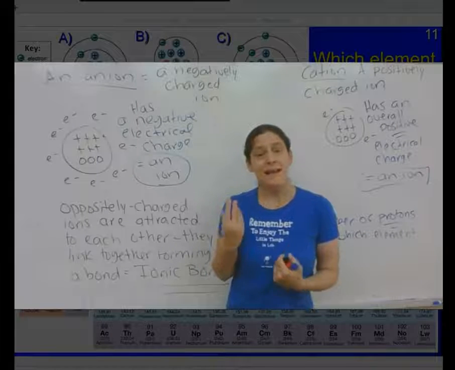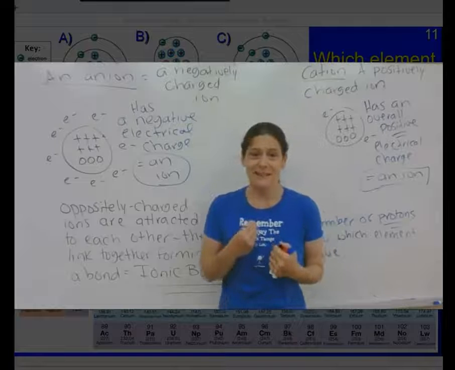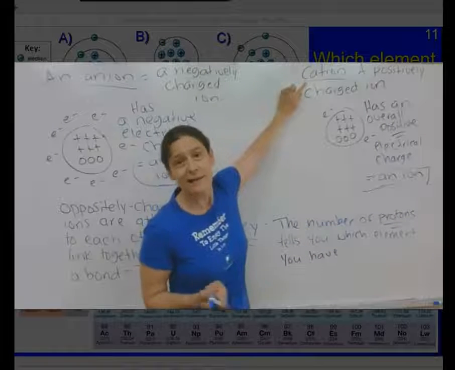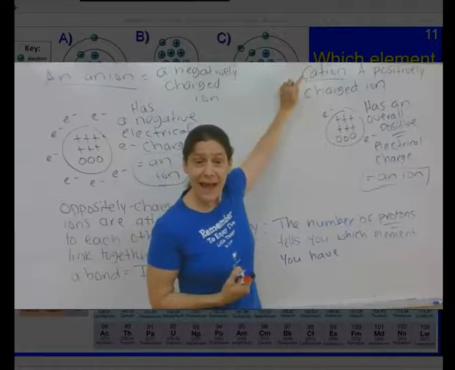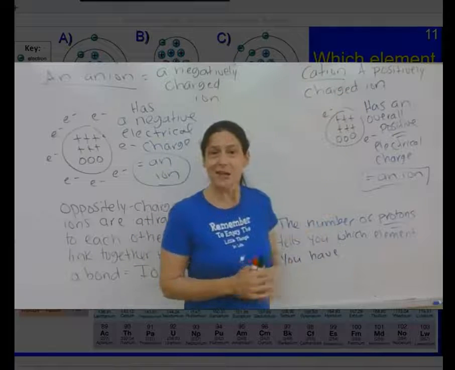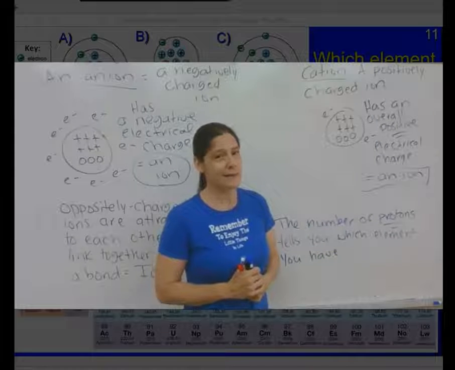So I like cats. Cats are positive things in my life. I know, it's kind of cheesy. But if you notice, cation has cat in it. So if you think, okay, cats are positive things, then cations are the positively charged ions. Now, if you hate cats, that doesn't work so well.